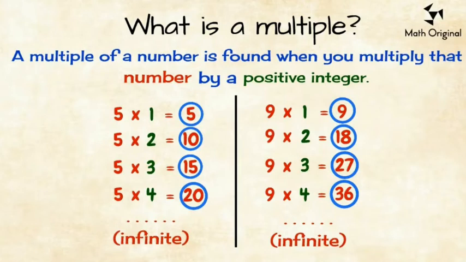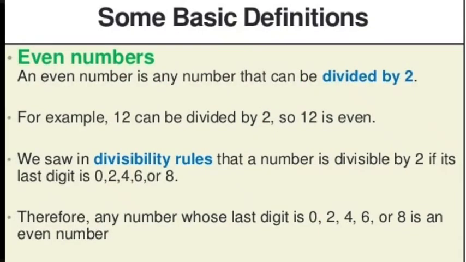Now the next example is 9 into 1 is equal to 9. 9 multiplied by 2 is equal to 18. 9 multiplied by 3 is equal to 27. 9 multiplied by 4 is equal to 36. So similarly, there are infinite multiples of 9 also.